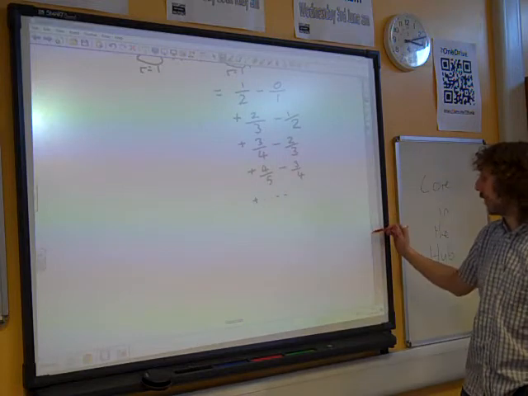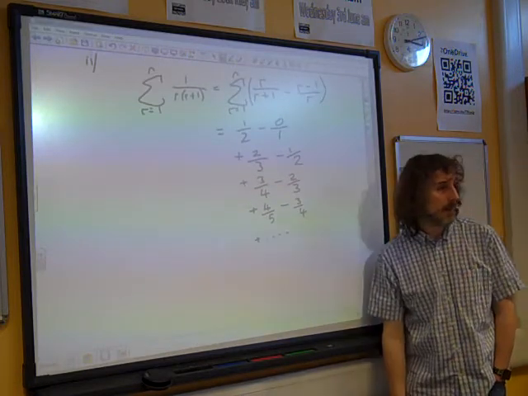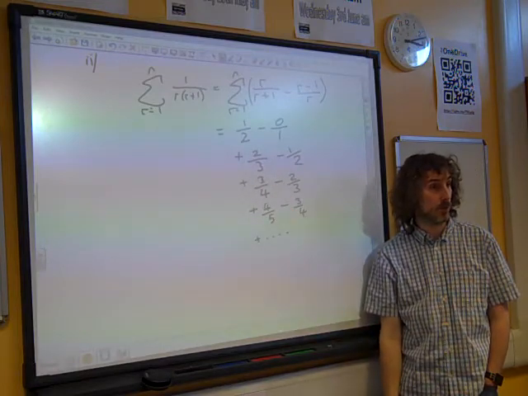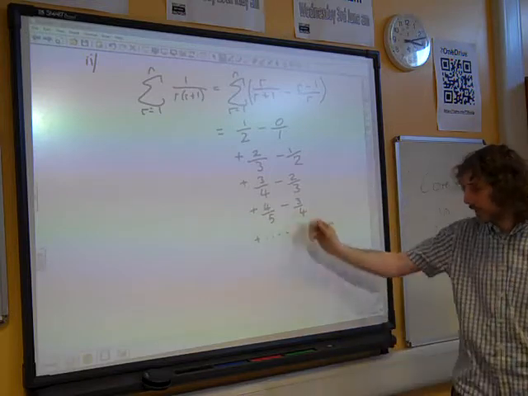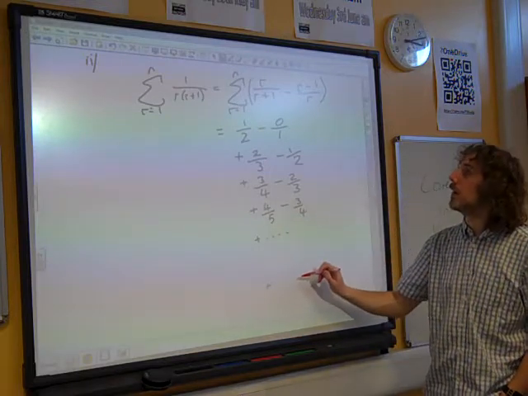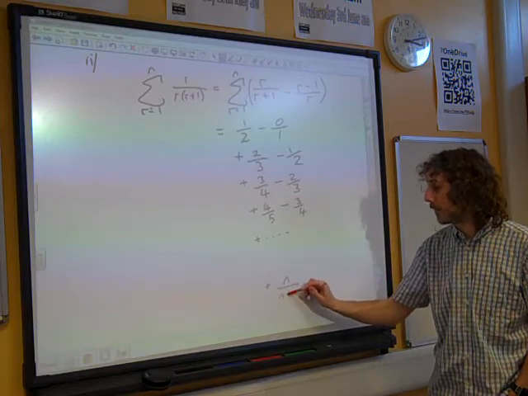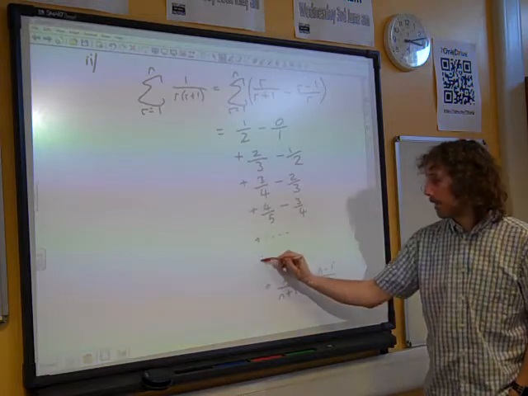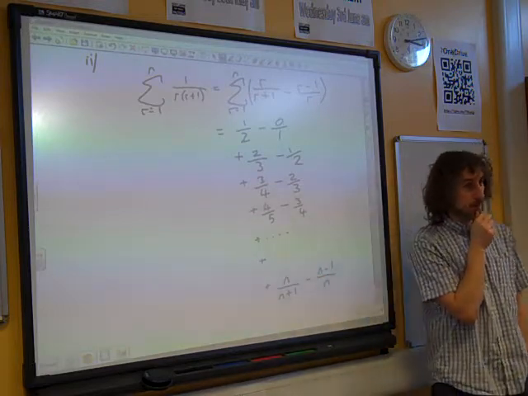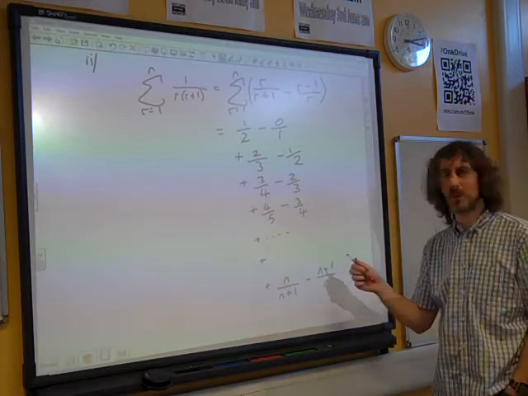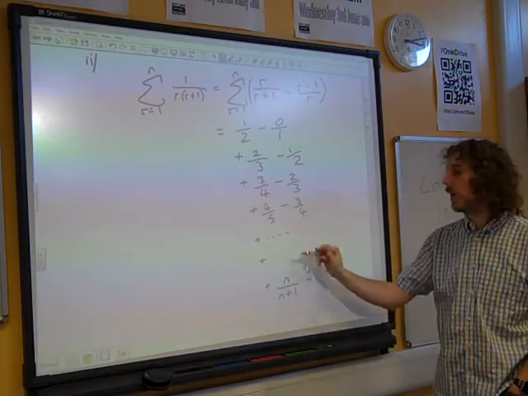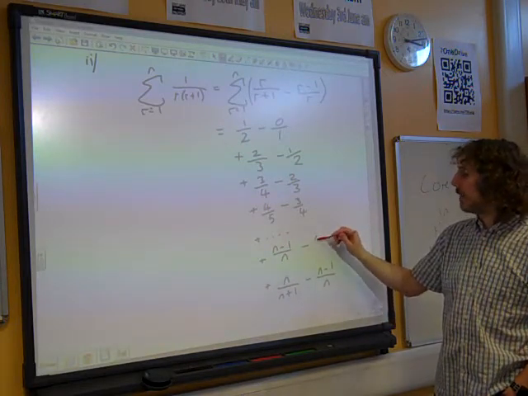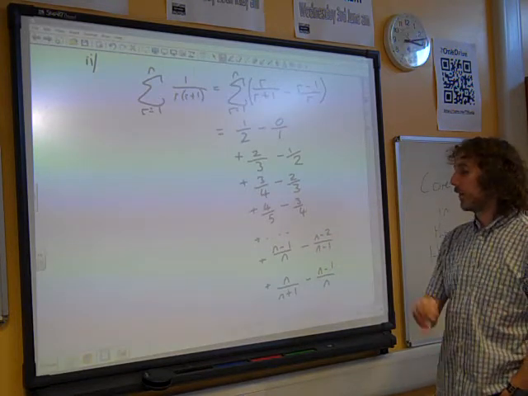I want to do the last ones as well, just so that I've got them in there. Because I've noticed that it's every 2 that matters here, I'll do the last 2, so that I've got them clearly in there. Now let's leave a little gap. The very last term is n, so that's n over n plus 1 minus n minus 1 over n. The term before that, when r equals n minus 1, would be n minus 1 over n, and that would be n minus 2 over n minus 1.